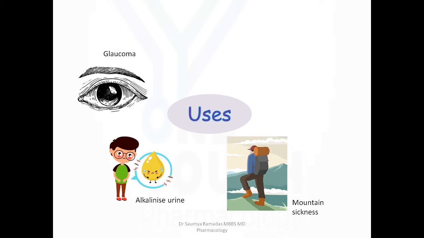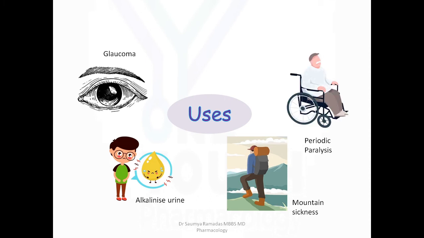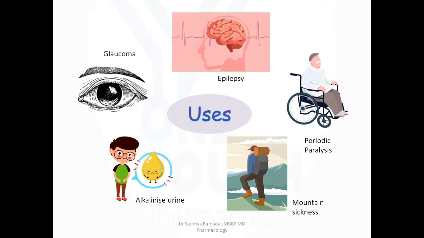They are used in mountain sickness prophylaxis. These drugs act by causing acidosis, thus increasing the respiratory drive. This drug is not a substitute for slow ascent. It can also be used in periodic paralysis and epilepsy. Probably the drug benefits in these conditions by causing metabolic acidosis.